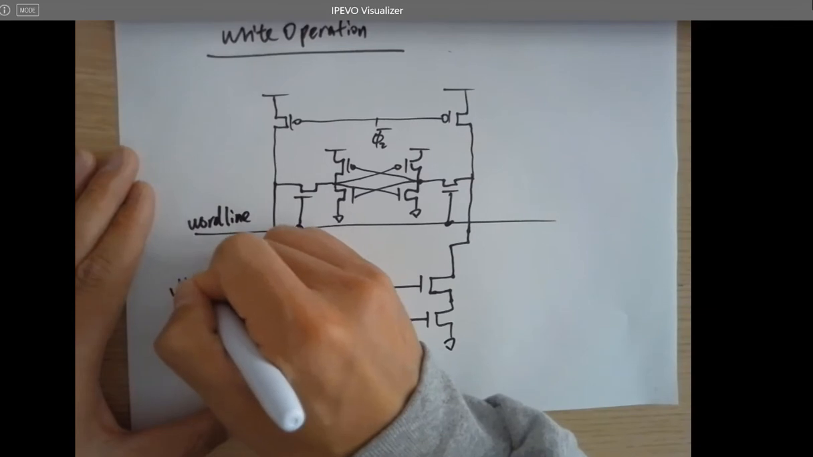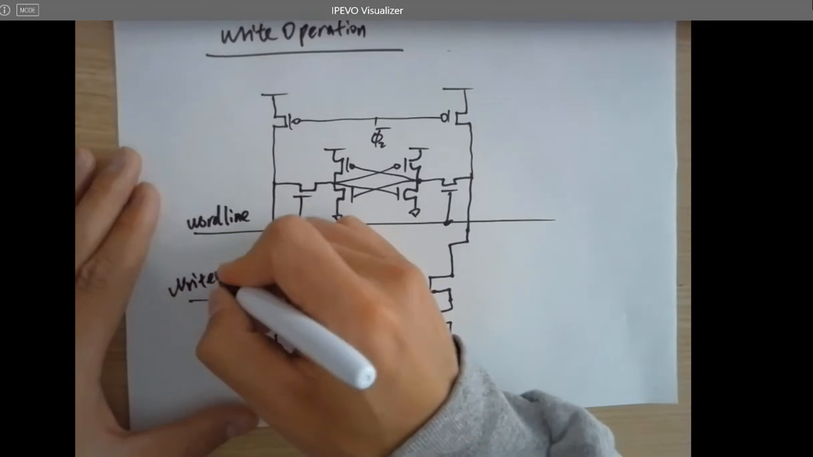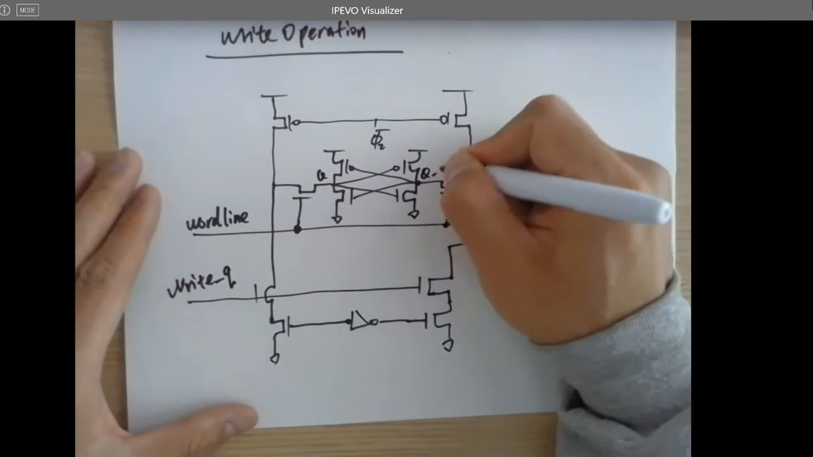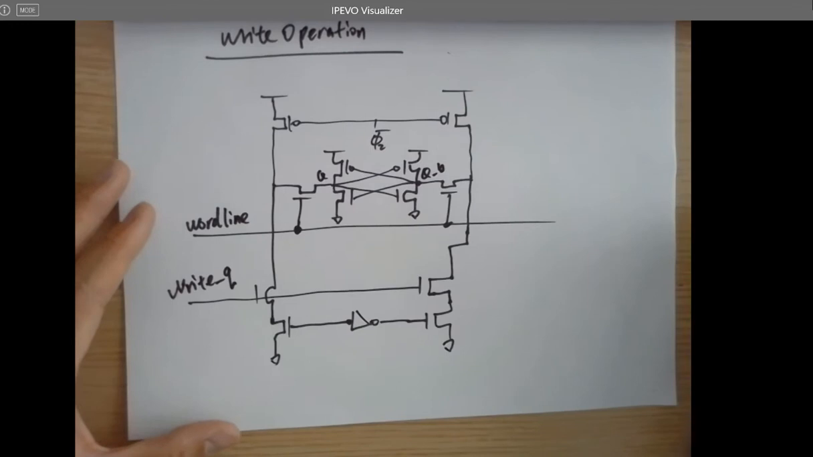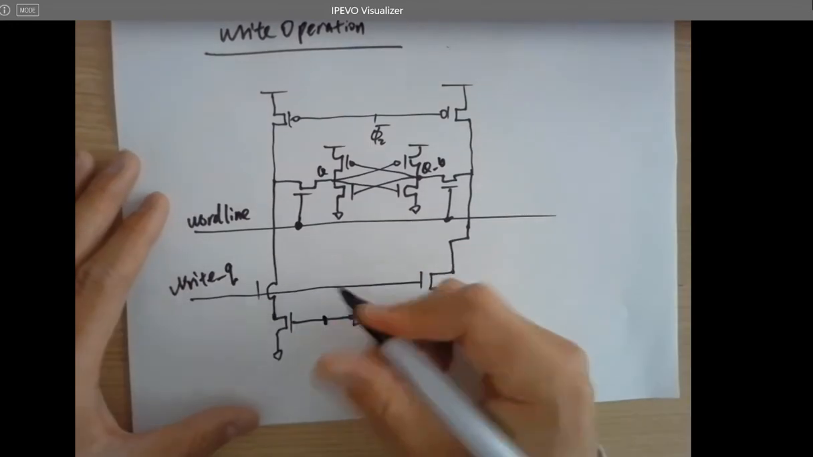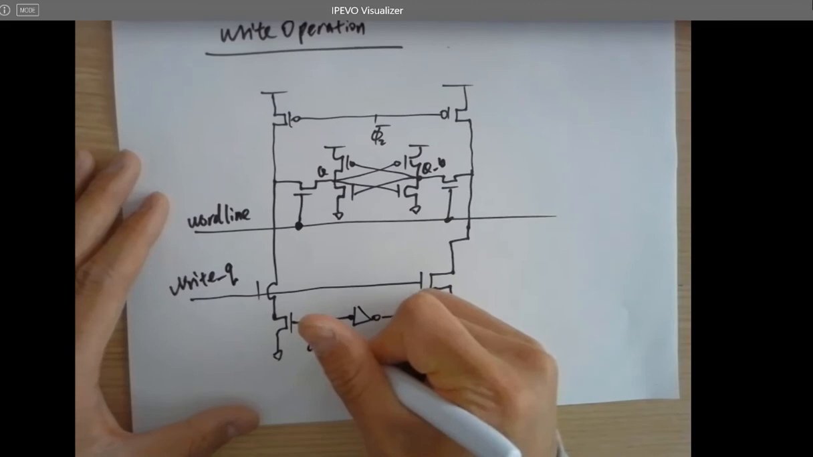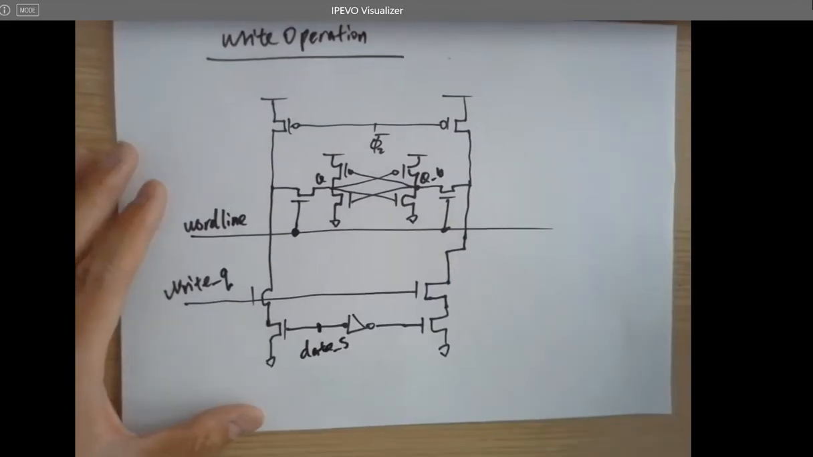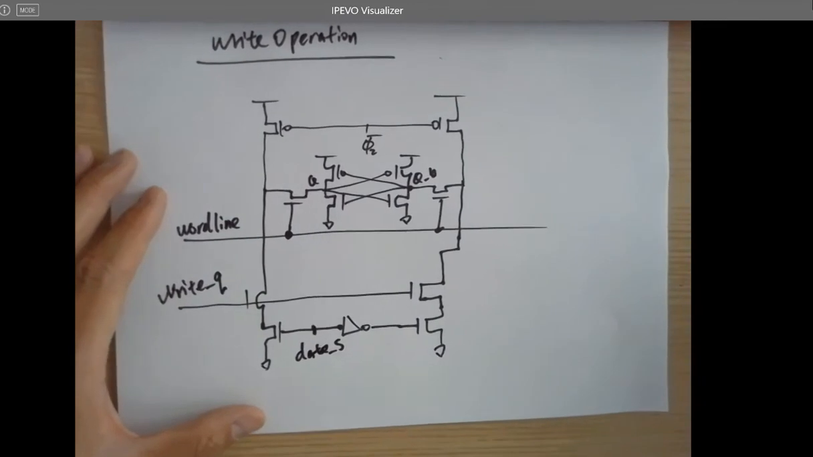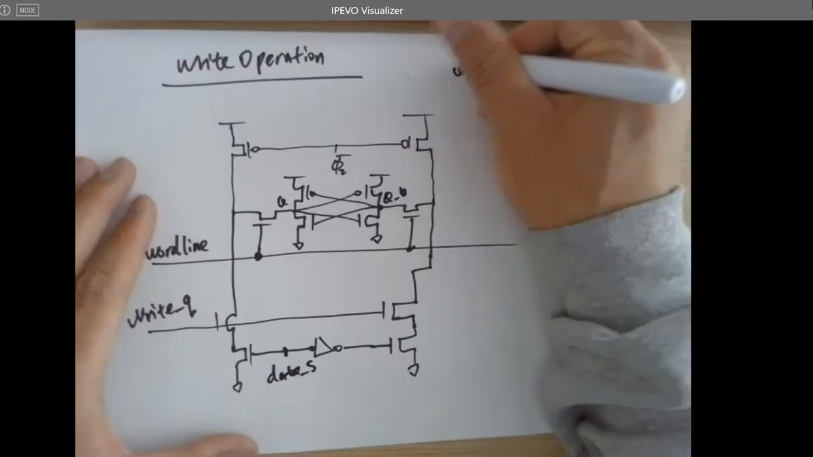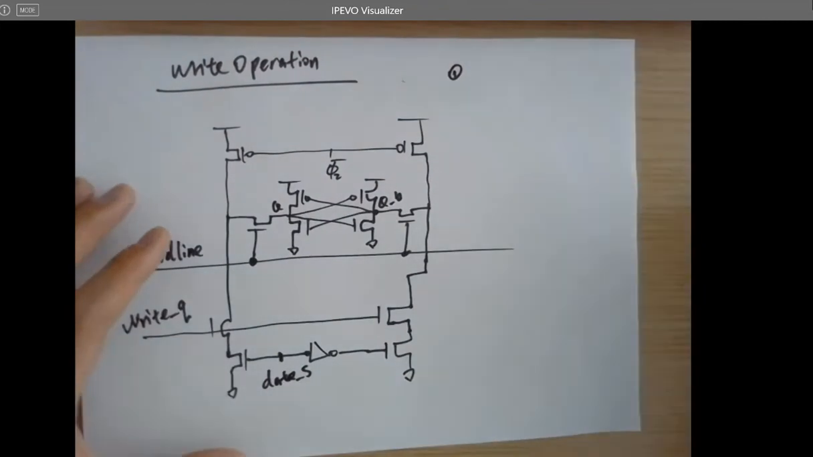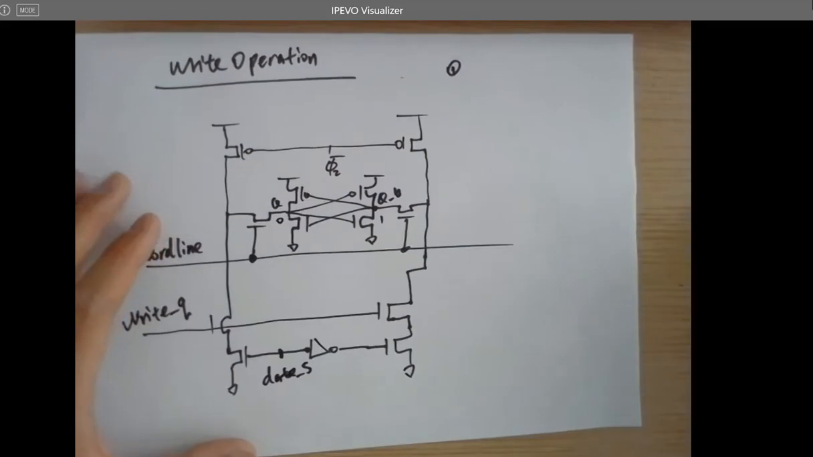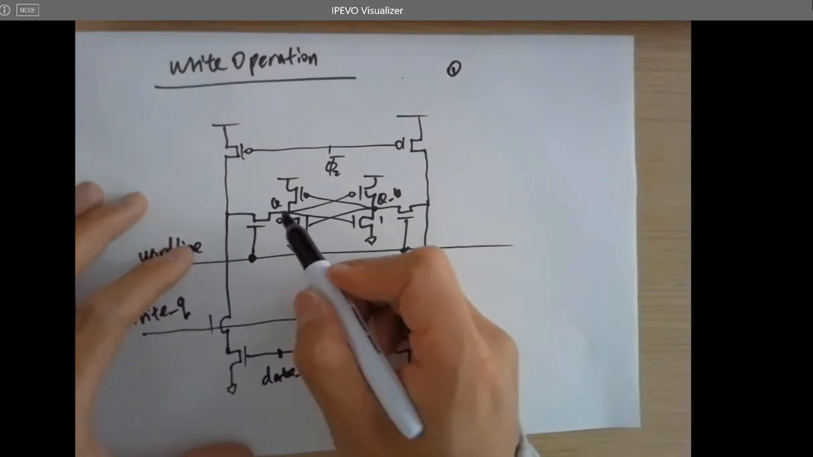And here is the write command. Write Q, write to Q. And here's the enable. I just call it data. So what is the first step to write? For example, we want to write a 1 to here. So previously it was 0. And I want to write a 1 to here.